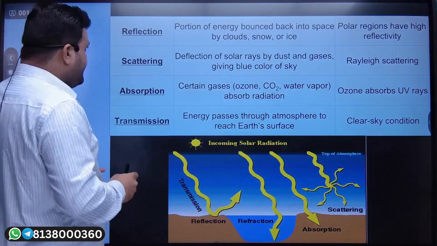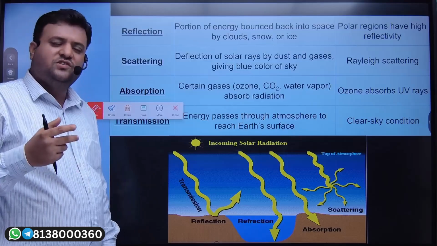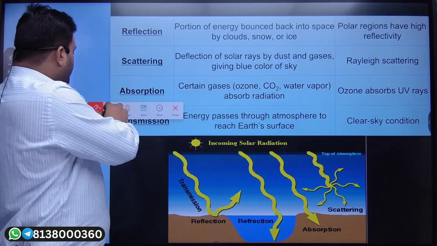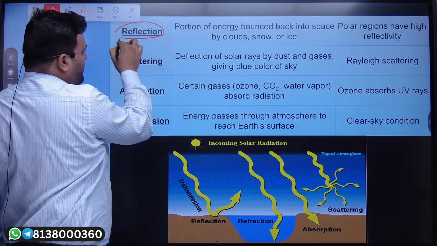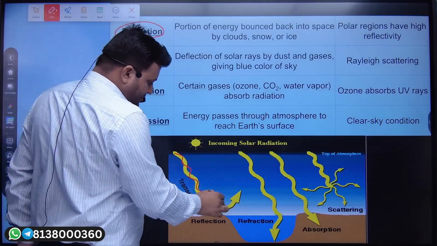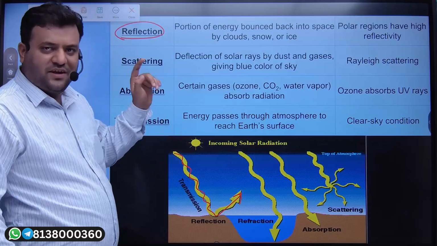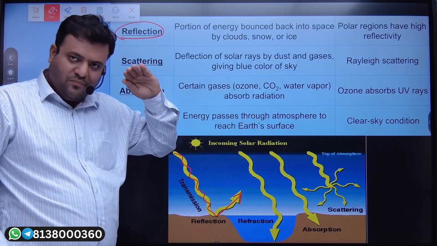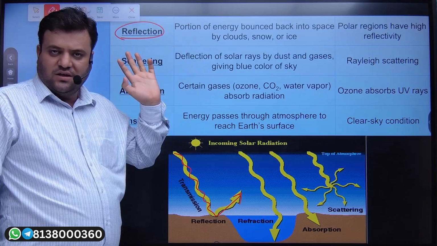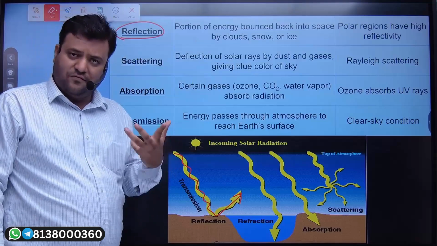Now let's see what processes there are through which the earth's surface warms or cools. So first of all we could have a reflection. Here this is the perfect example of reflection, when there is a bounce back of energy into space, back into the atmosphere, because of the surface or any shiny object on the surface or in the atmosphere. There will be a reflectivity.